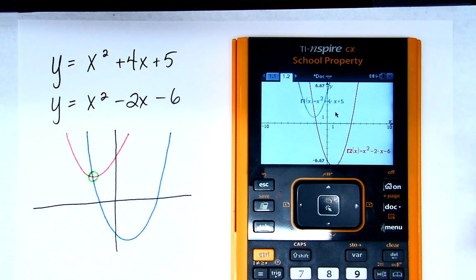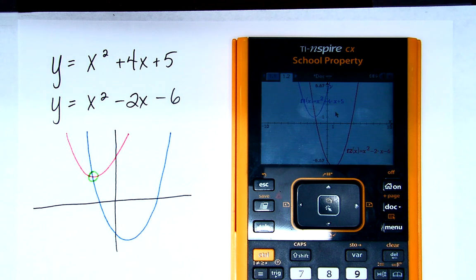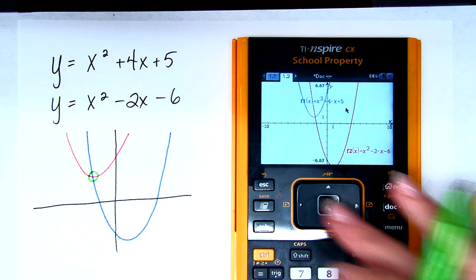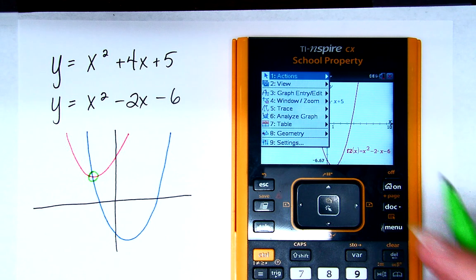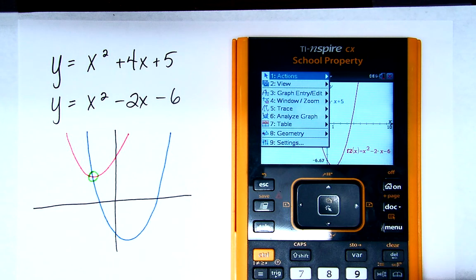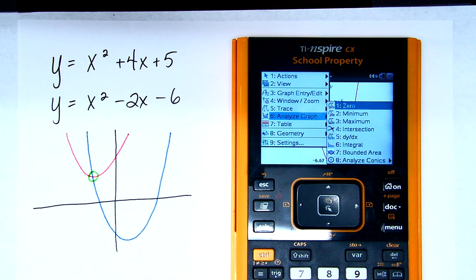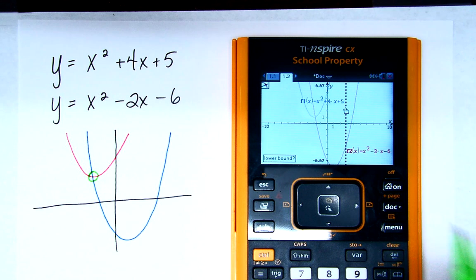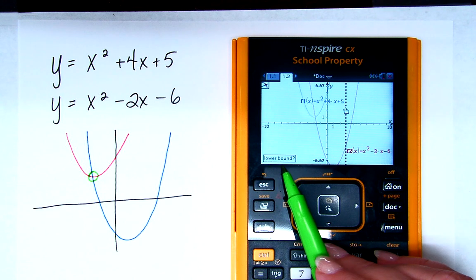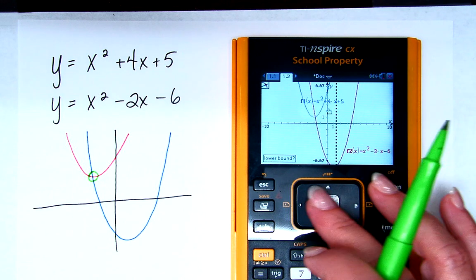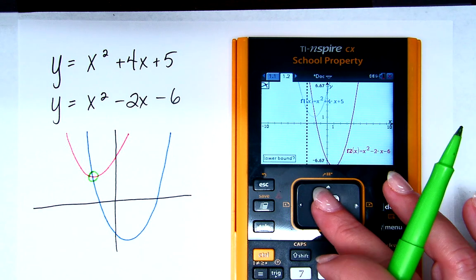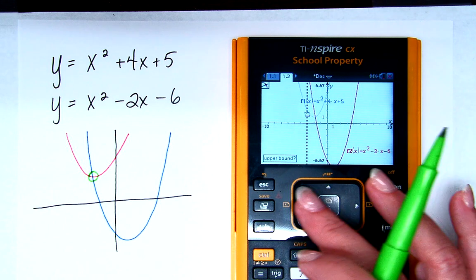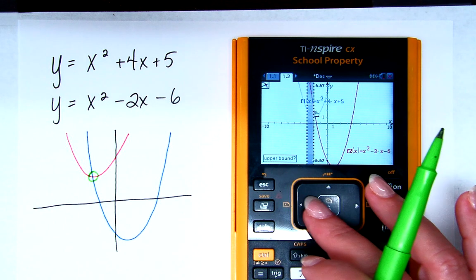You can be exact. Then let's be exact on the solution. So menu, 7, analyze, 6. What are we looking for? 4, intersection. Now, it's asking me lower bound. That means I need to move this dotted line to the left-hand side of the intersection. Click. And then I need to move it to the right-hand side because it says upper bound.